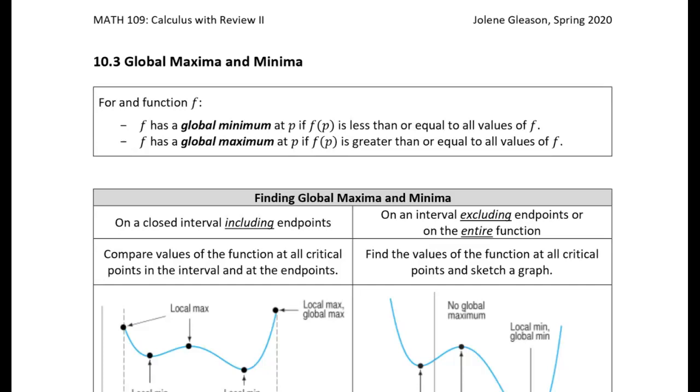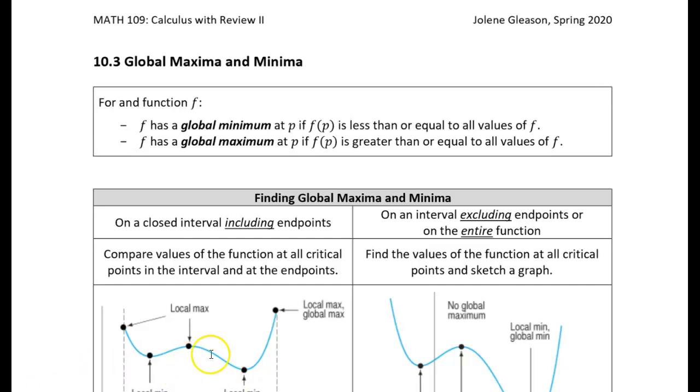Today we're going to take everything we've learned so far in this chapter and put it all together and solve for global maxima or global minima. Like I said before, a global maximum is just the overall maximum, on either the entire function or just an interval of the function. And the global minimum is the overall minimum, the smallest point on the function.